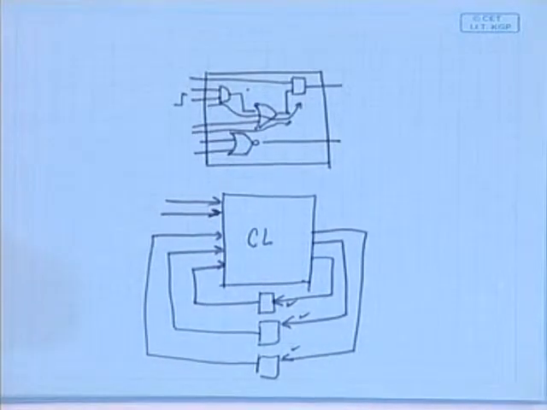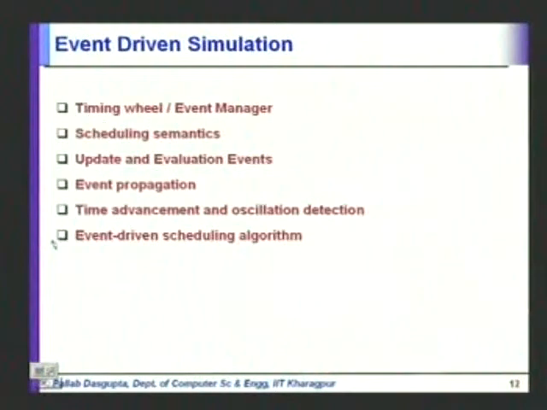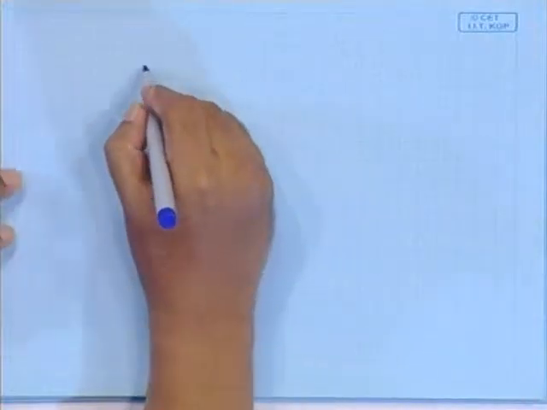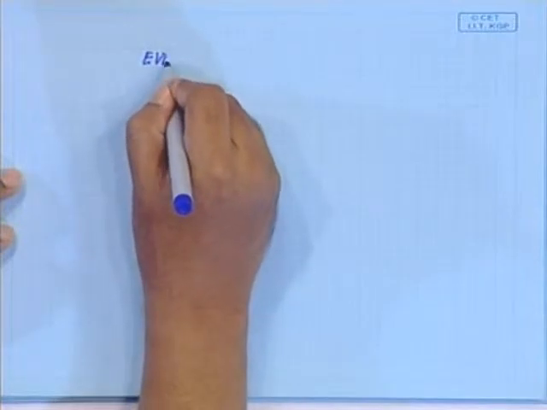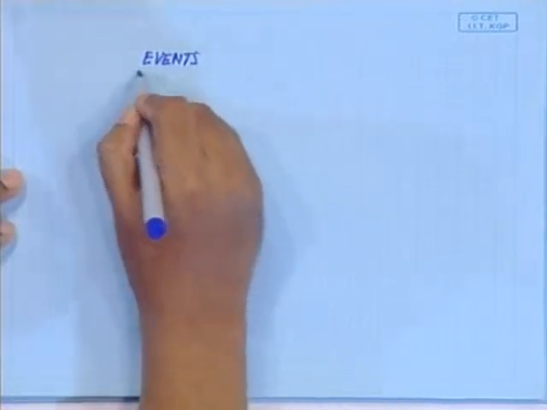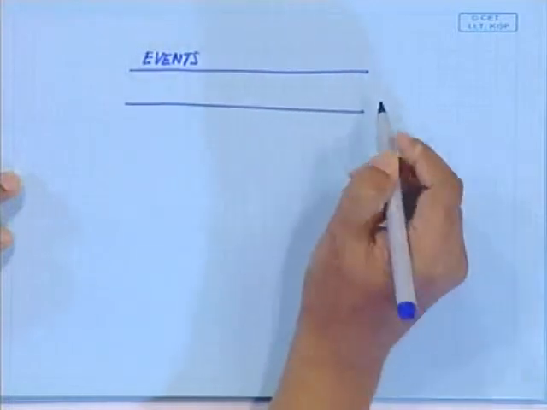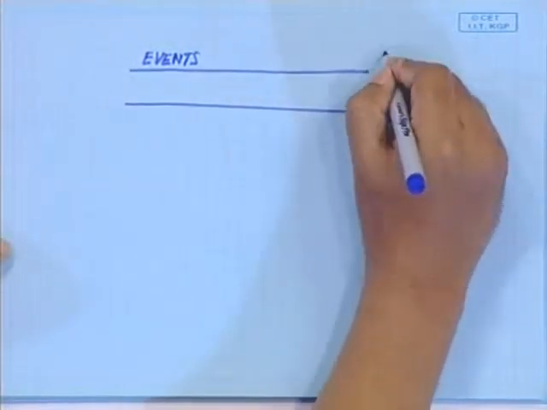Then after that, we were looking at approaches to perform the event driven simulation. How does the event driven simulator work? There we were looking at the notion of a timing wheel or an event manager. Essentially every event driven simulator goes through the following steps. The basic structure is like this: there is a list of events, and this list of events is sorted on time.